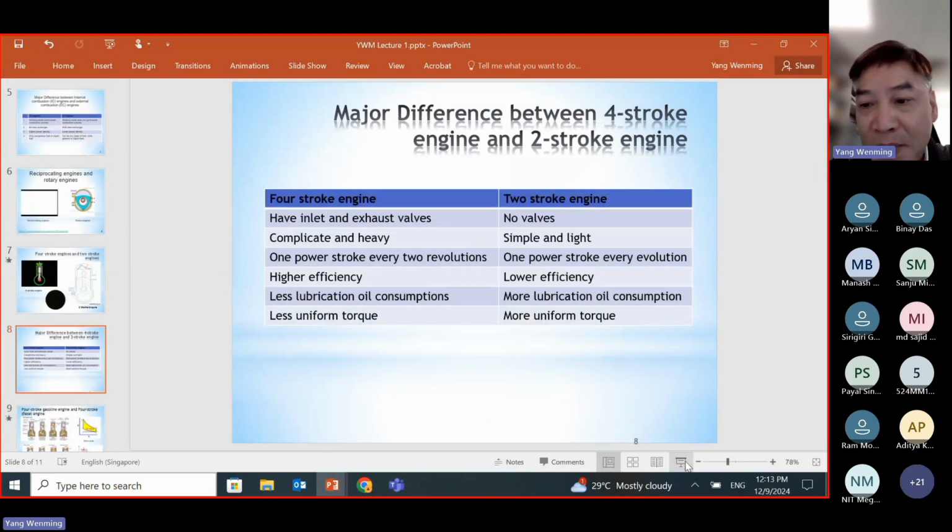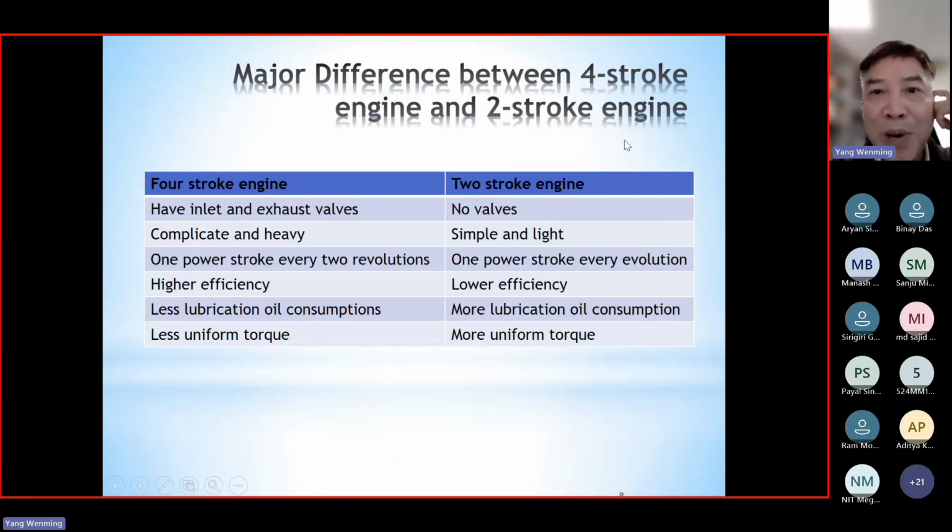Okay, so here's a summary of the differences between four-stroke engines and two-stroke engines. For four-stroke engines, we have inlet and exhaust valves, and for two-stroke engines, we don't have valves, correct? The four-stroke engine is more complicated and heavier, and the two-stroke engine is simple and light. For four-stroke engines, there's only one power stroke every 2 revolutions, but for two-stroke engines, there's one power stroke every 1 revolution.